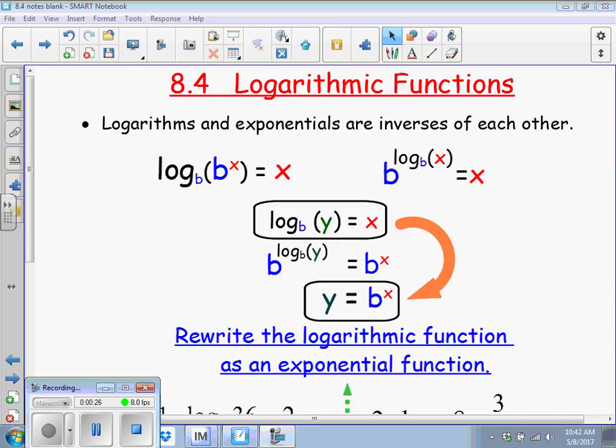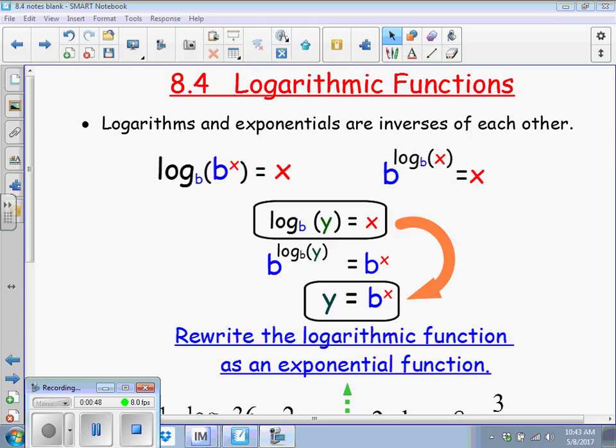Addition and subtraction are inverse functions. Multiplication and division are inverse functions. Square roots and something squared are inverse functions. So if you have exponentials and logs combined, they're going to cancel each other out, just like addition and subtraction cancel each other out.